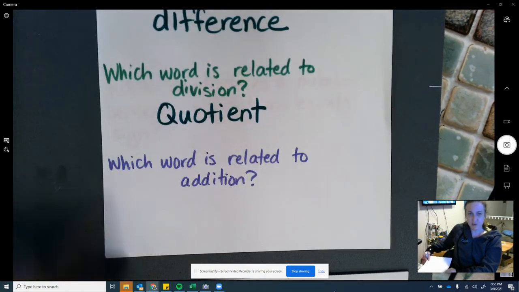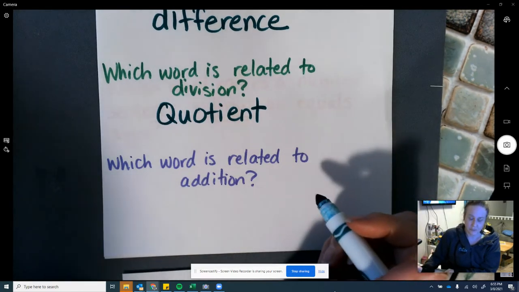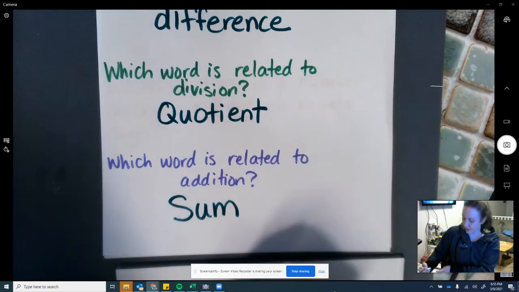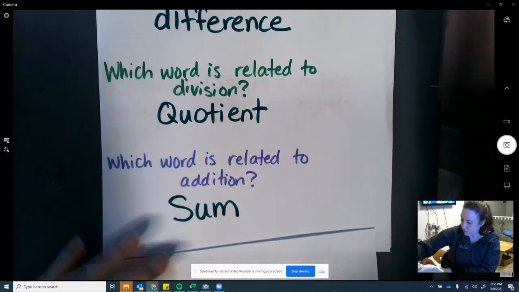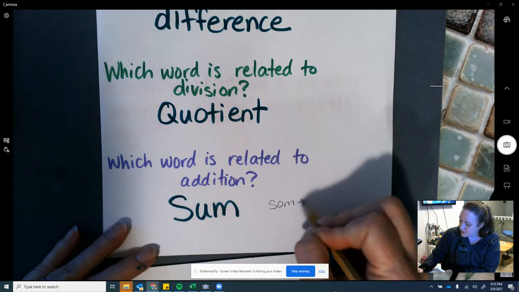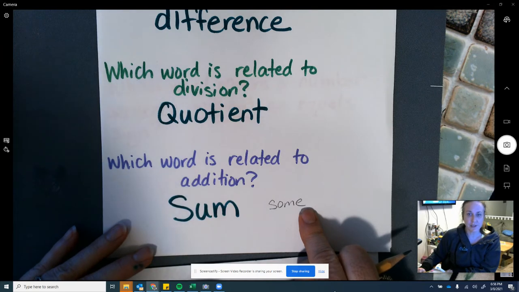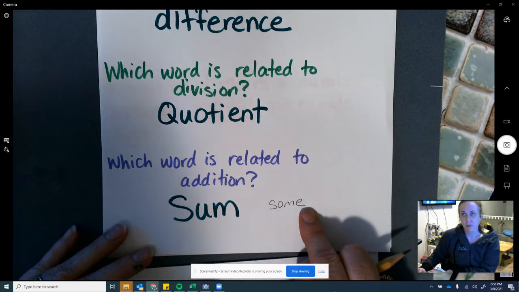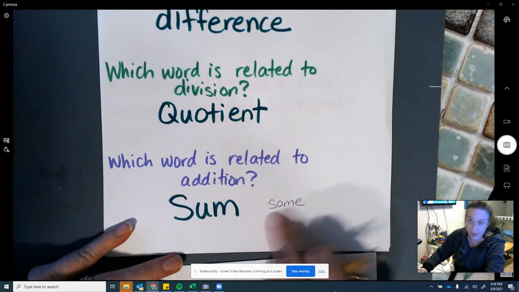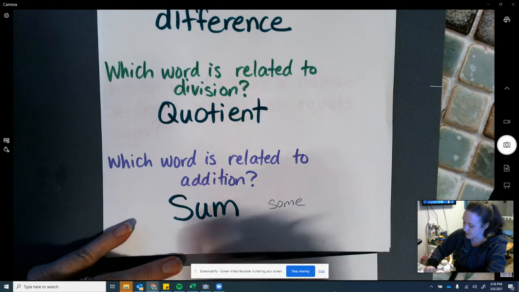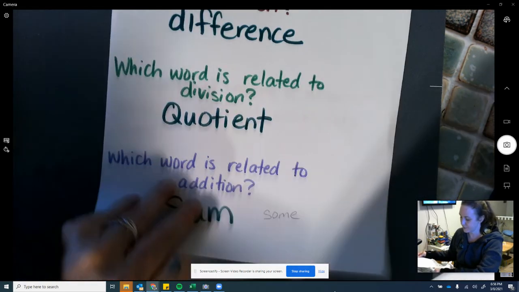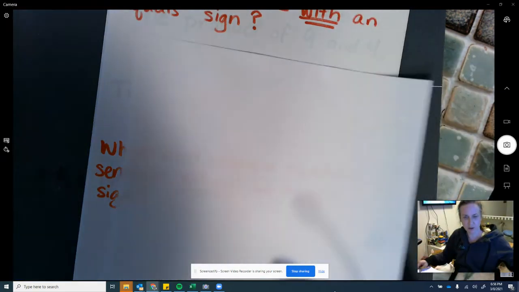And which word is related to addition? That word is sum. S-U-M. Now there's a homonym to the math word sum. There's a homonym of sum that you might use, like, I have some cupcakes that I would like to give you. So some like that, meaning that kind of some, is spelled like this. Math sum is S-U-M. All right, a couple more of those vocabulary ones.